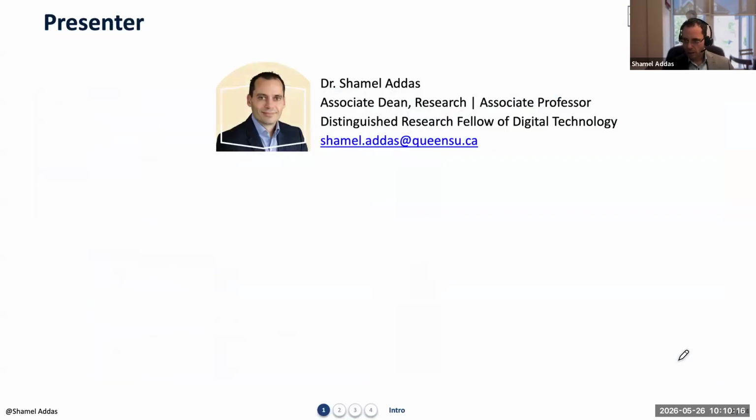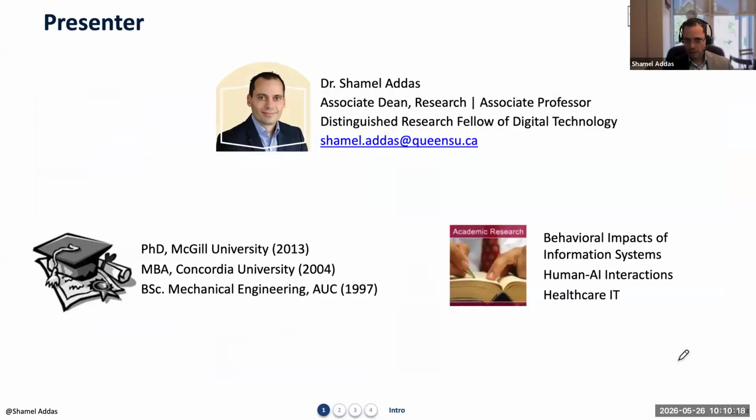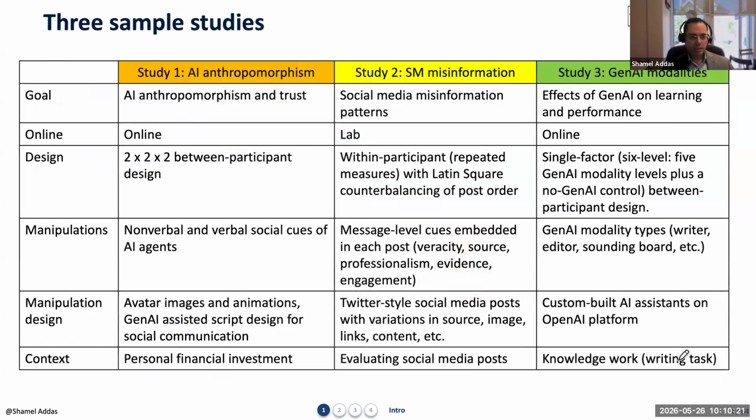Now I'm going to skip the intro since Chris did such a kind introduction, and I'll go straight to the three sample studies that we're going to be talking about. I'm going to be referring to three studies that are all currently in the journal review process, and I'll be showing some examples from these studies as the talk is ongoing. So the first one is a study on AI anthropomorphism and trust, and that was an online experiment.